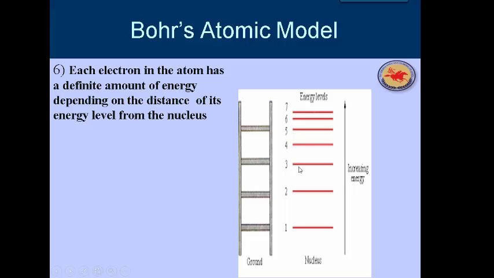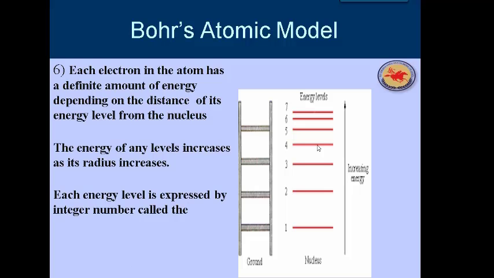Electrons have a definite amount of energy, depending on the distance of their energy level from the nucleus. You can imagine the energy levels as the rungs of a ladder. As we get far from the nucleus, our energy increases. So the first energy level has the lowest amount of energy, and as the distance of the energy level from the nucleus increases, its energy increases also.